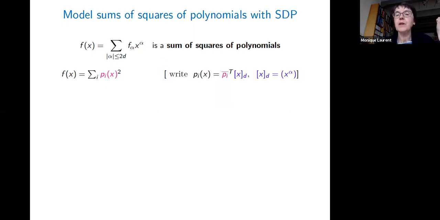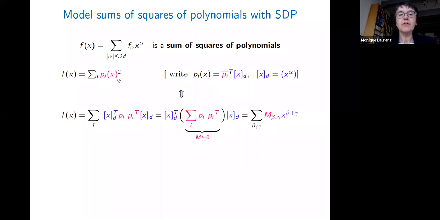A very simple idea is, let's write the polynomial pi of x as the inner product of two vectors. The first one is this vector pi bar, which contains the coefficients of the polynomial in the monomial basis. And the second one, in blue, is the vector whose coordinates are the monomial basis. There you put all the monomials in the monomial basis. And then we can rewrite pi of x squared.